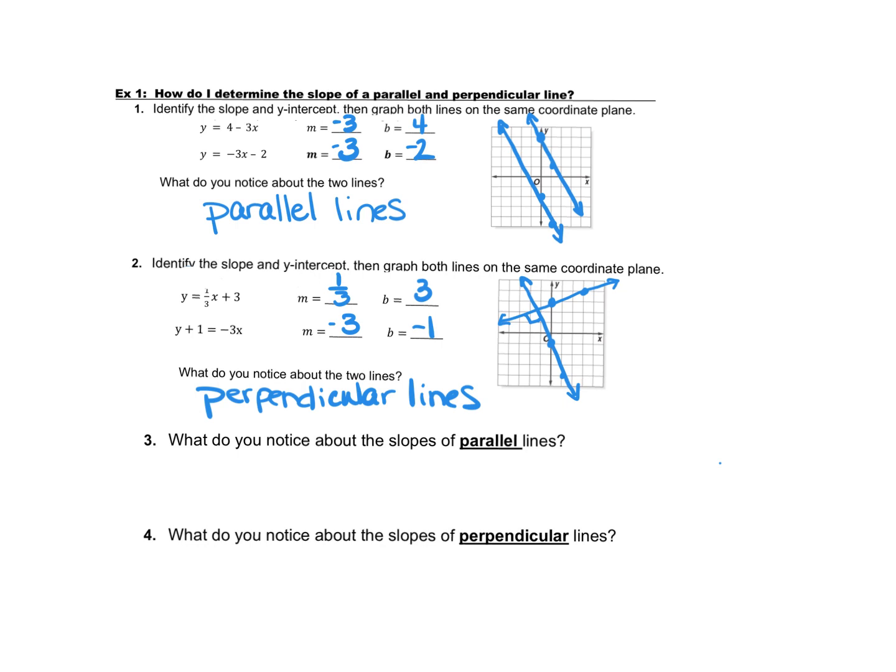All right, so now let's go ahead and take a look at what we notice about the slopes of the parallel lines. Let's come up top here and take a look at the parallel lines and their slopes. Notice how the slope for the first line is -3, and the slope of the next line is also -3. So what we know about the slopes of parallel lines is that they have the same slope.